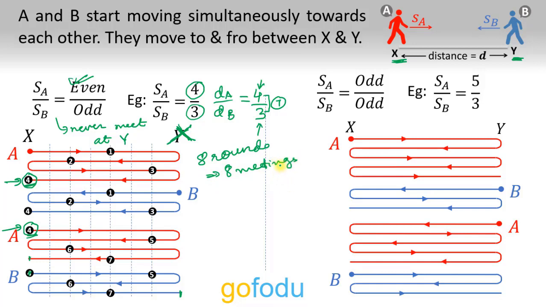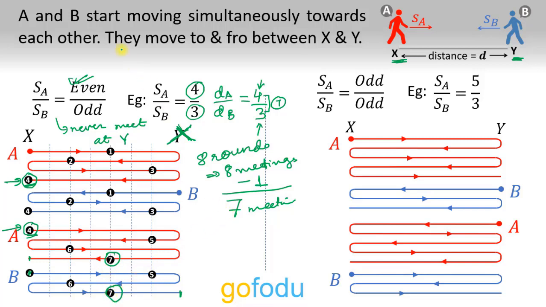But as they are meeting at this end point once, there is one less meeting, as there will be 2 rounds with one common end point meeting. So we will have to subtract one meeting from this, and in total there will be 7 meetings. Okay, in total they meet 7 times.